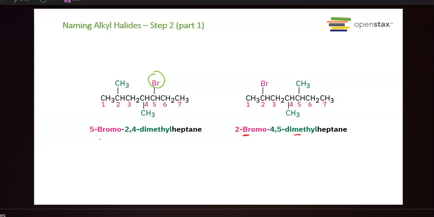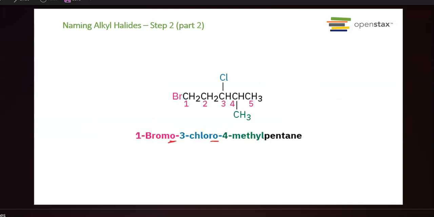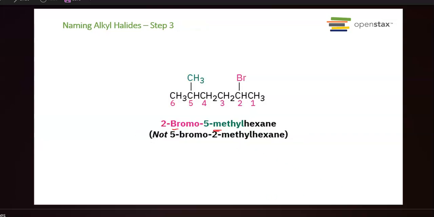And also you have to arrange the names in the alphabetical order. So B comes first and then M, so that's why it's written as 5-bromo-2,4-dimethylheptane. Another example here, you can see we have two halogens in here. So again, they have to be arranged in the alphabetical order. B comes first and then the chloro and then the methyl.